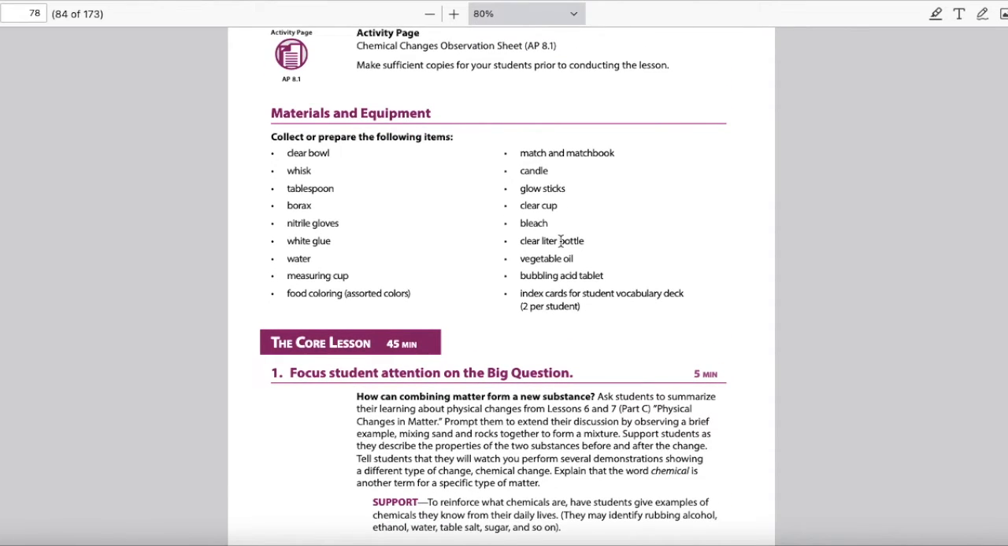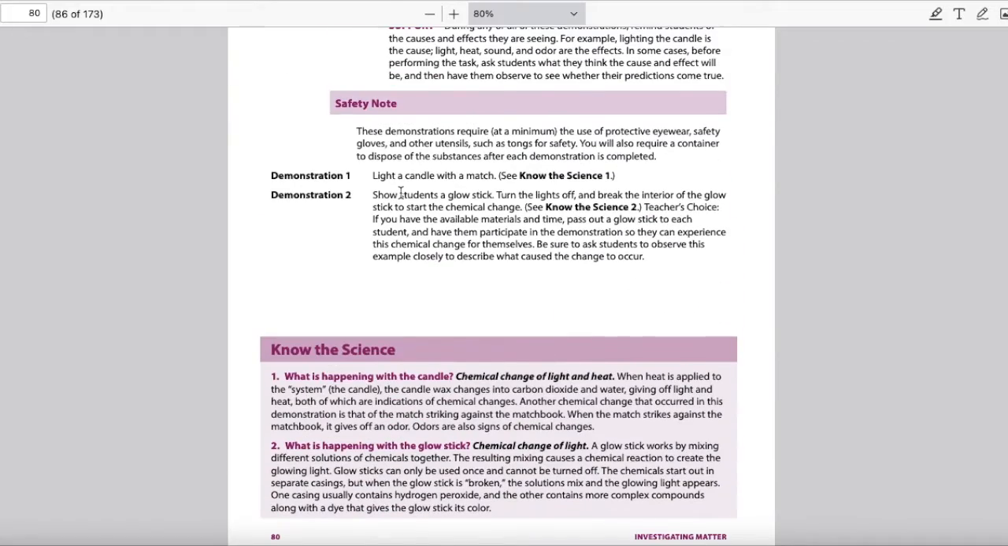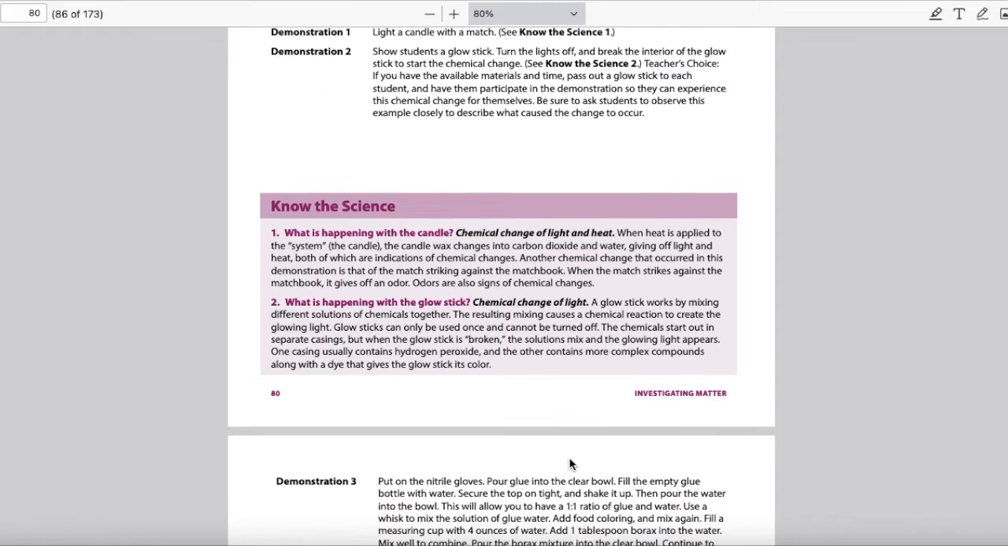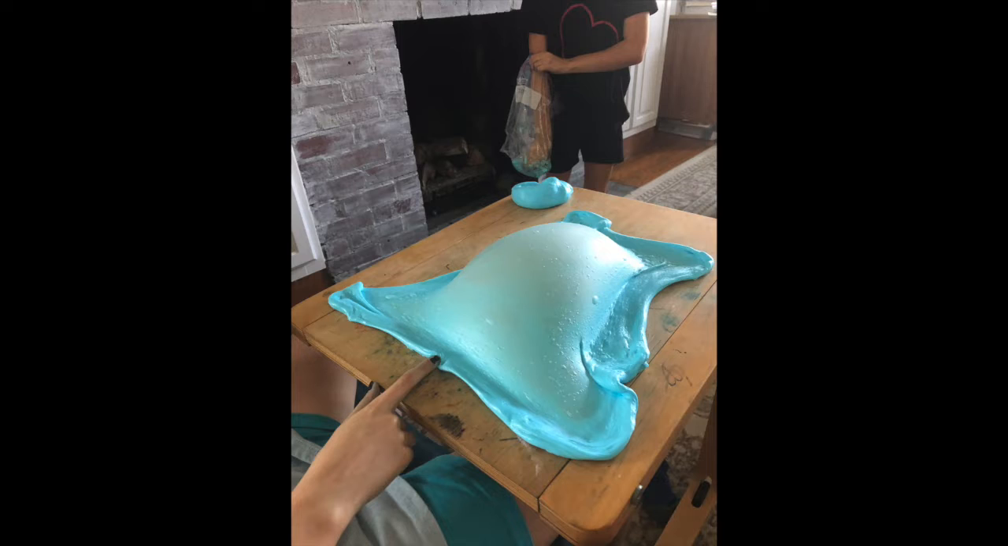So one of them was, I believe it says in here, yep, demonstration was lighting a candle with a match, and you see how it says Know the Science 1 here? This explains the science behind it, the chemical change of light and heat. Demonstration 2 was a glow stick, again, chemical change of light. Demonstration 3 was making slime, which my kids really liked. I'll put up a picture for you. I'm not a big fan of slime, but there's a lot of science behind slime, so they enjoyed that one.